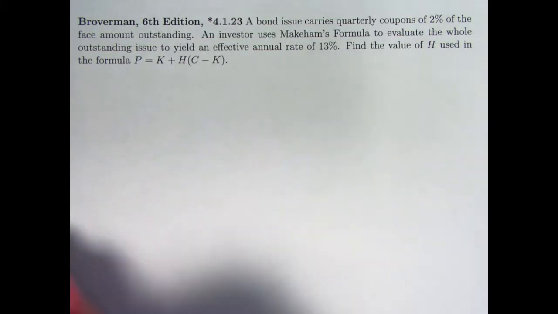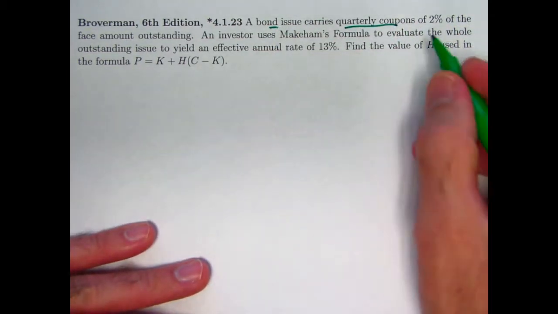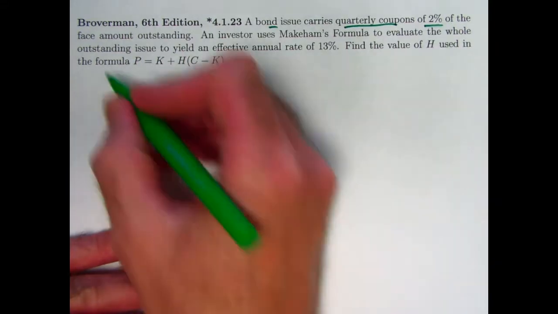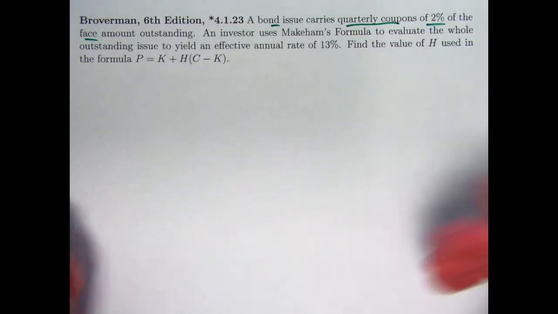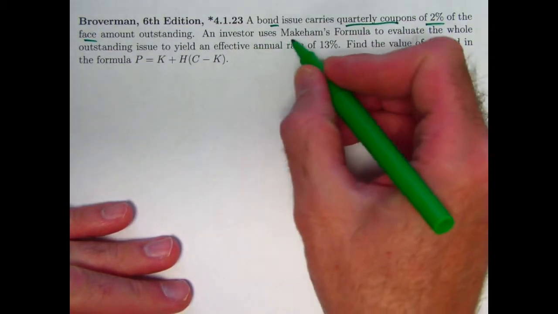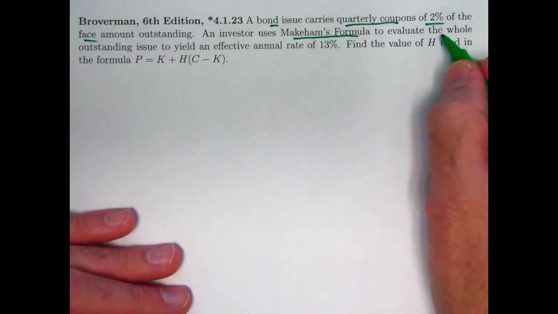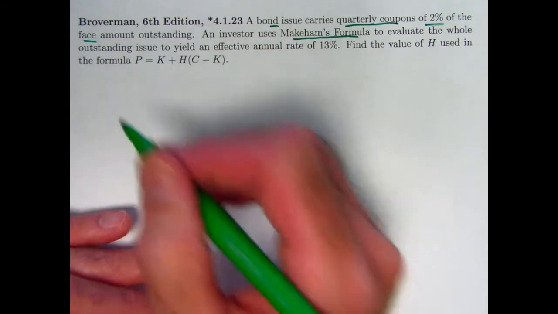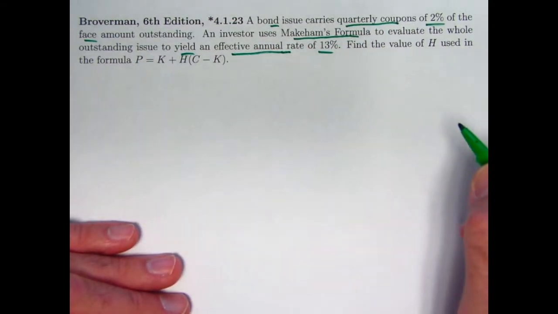So here is the problem. A bond issue carries quarterly coupons, not semi-annual, but quarterly, of 2% of the face amount. So for example, if the face amount is 1,000, then 2% of that is 20. That would be your coupon amount every quarter. An investor uses something called Makeham's formula, which I'll talk about in a few minutes, to evaluate the whole outstanding issue in order to yield an effective annual rate of 13%.